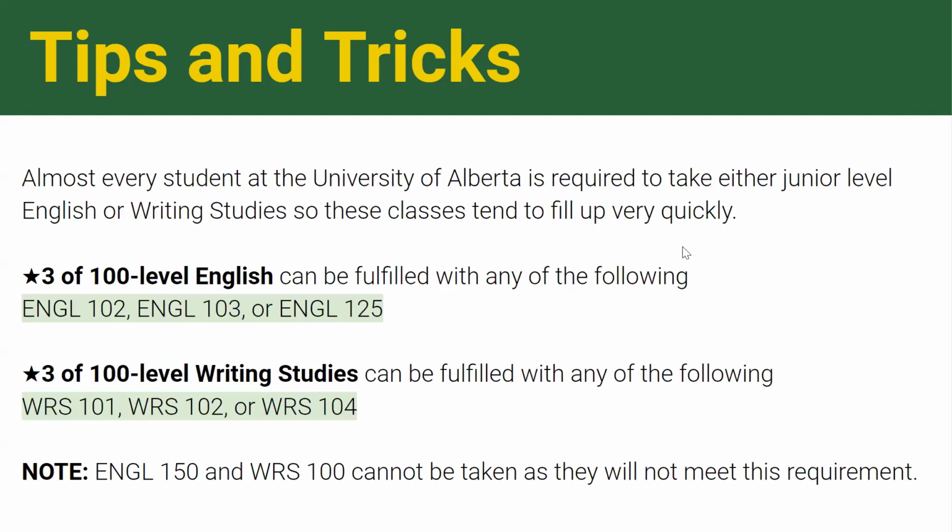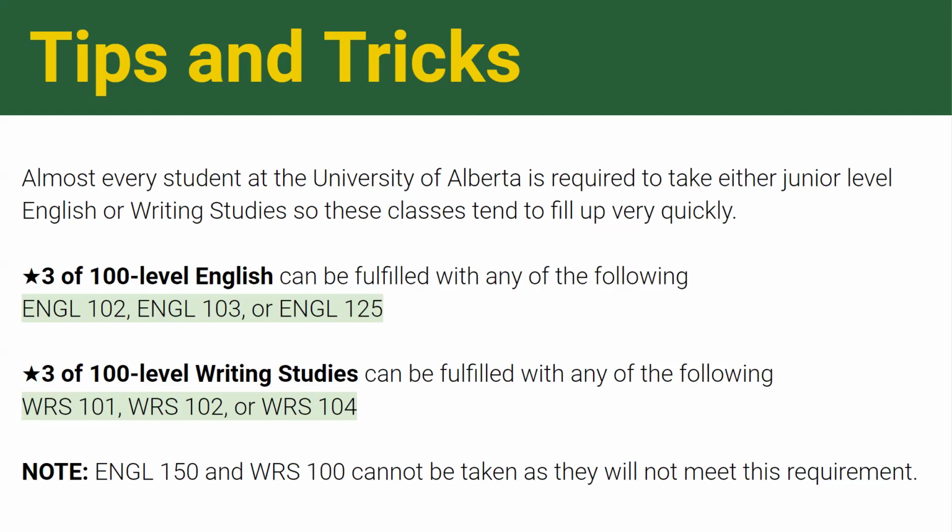So your English and writer studies classes. Almost every university student at the University of Alberta is required to take either junior level English or writing studies. So these classes tend to fill up very quickly. So if you are one of those students who is having a tough time trying to find an English class or a writer's studies class, don't panic. You have an opportunity to take these classes in your second year if they are all full in your first year. But one thing to note is that English 102, English 103, as well as English 125, these can all satisfy the 3 credits in 100 level English.